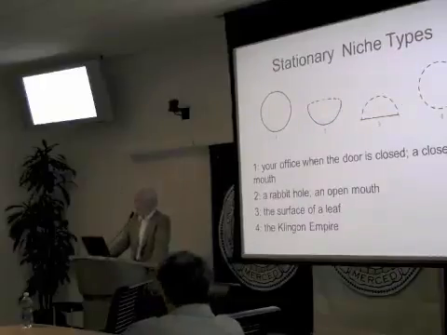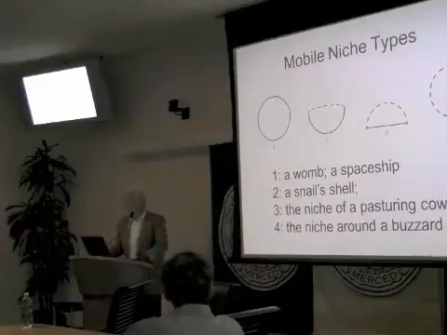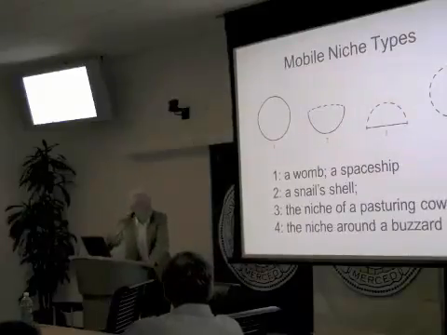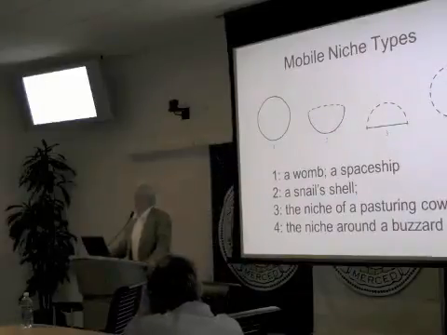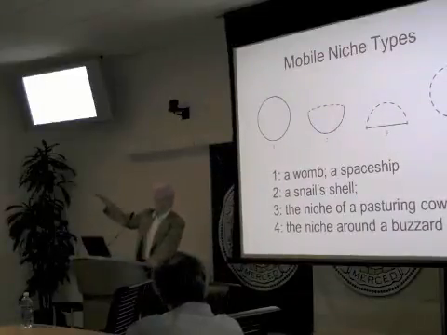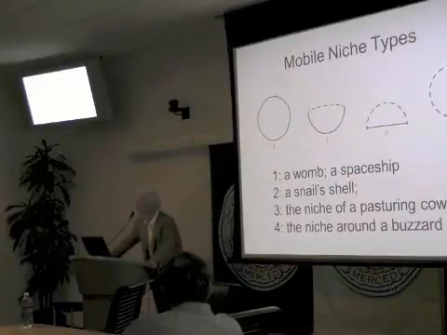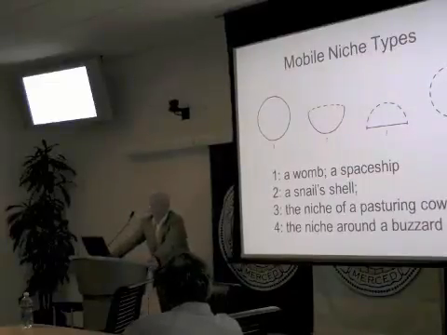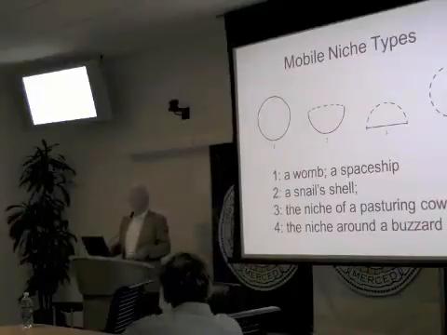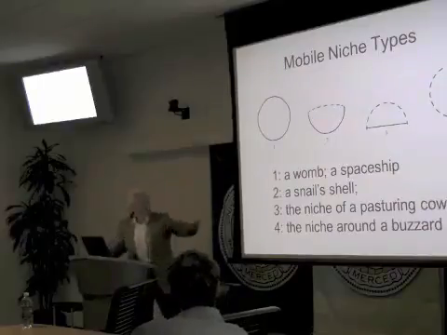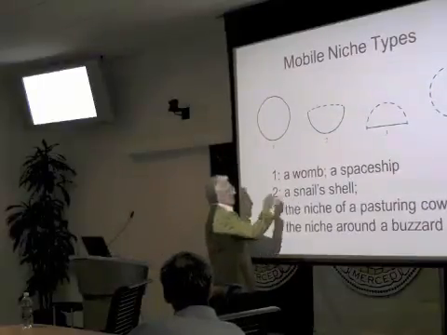So these are stationary niche types. These are mobile niche types. That is to say, they are niches which move around. So number 1 would be a womb, for example. When the pregnant woman is walking around, then there is a niche inside her body for the fetus or the embryo. And that niche is moving around. The interior of a snail's shell. So I should be very careful always to say the interior of.